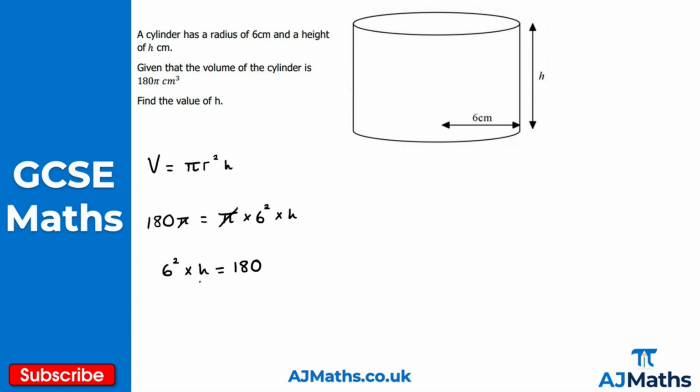Well, 6 squared is 36, so I've got 36h, and that's equal to 180. Now finally, all we want here is the value of h. That's what we're asked to find. So I just need to divide both sides by 36. So h is equal to 180 divided by 36, and that will give me 5. Seeing as our radius is in centimeters, our height will also be in centimeters. So the height is 5 centimeters.